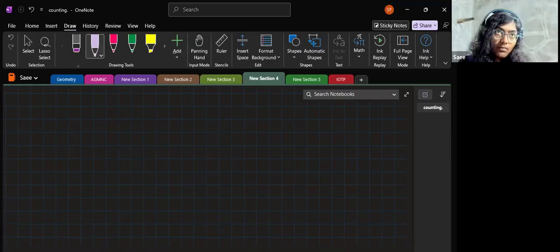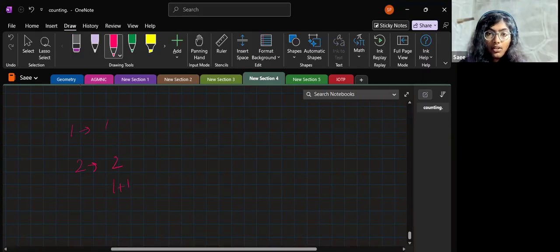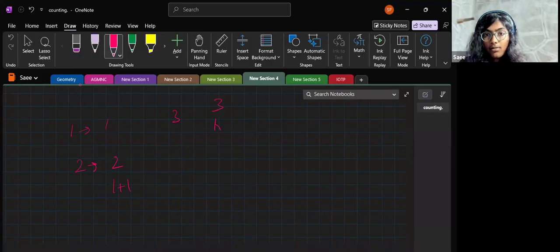Now how about this? Have you guys heard of this problem before? You have a number n. Let's try to solve this, right? How many ways? Let me start with some examples. For one there's only one way to write one. For two you can either just write it as two or you can write it as one plus one. For three you can write it as three, or one plus two, or one plus one plus one.